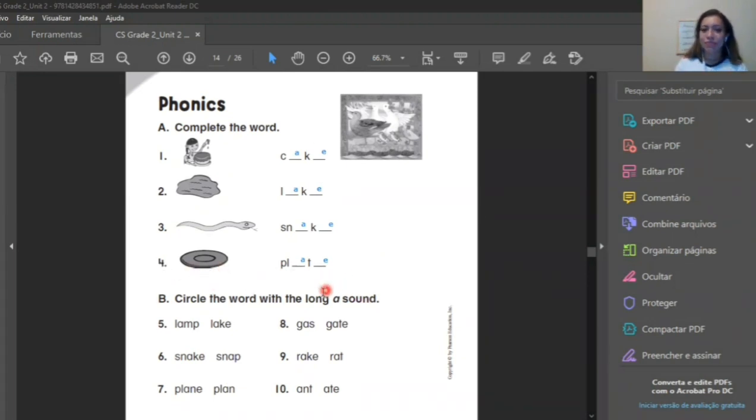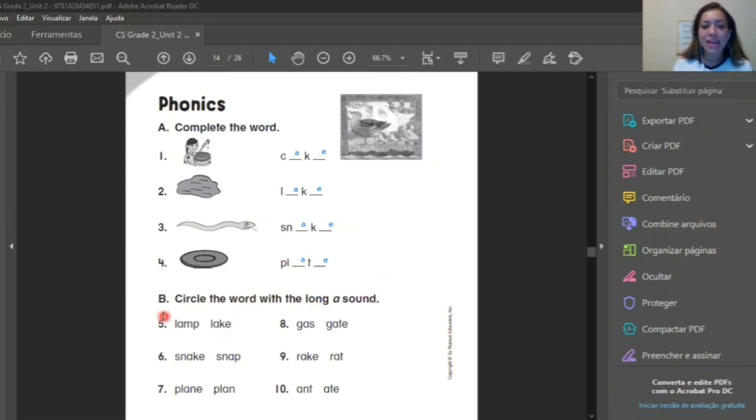Great. Amazing. So, can you hear the long A sound? Estão conseguindo reconhecer o som do A longo? A. Cake. Lake. Snake. Plate. Yes, that's it.